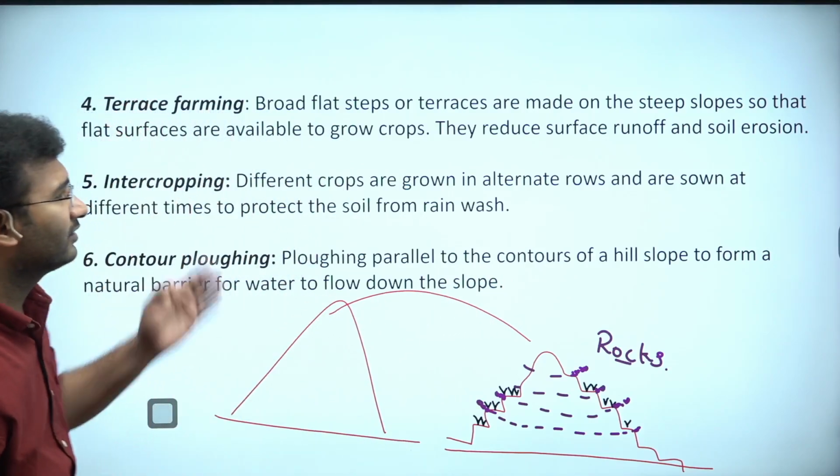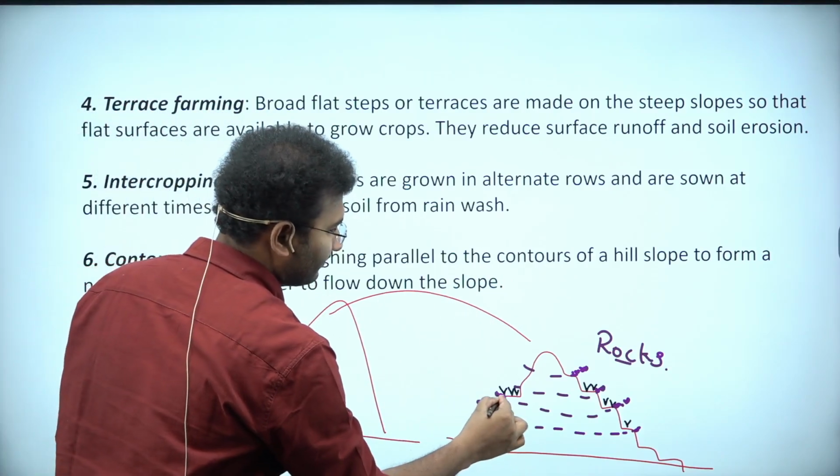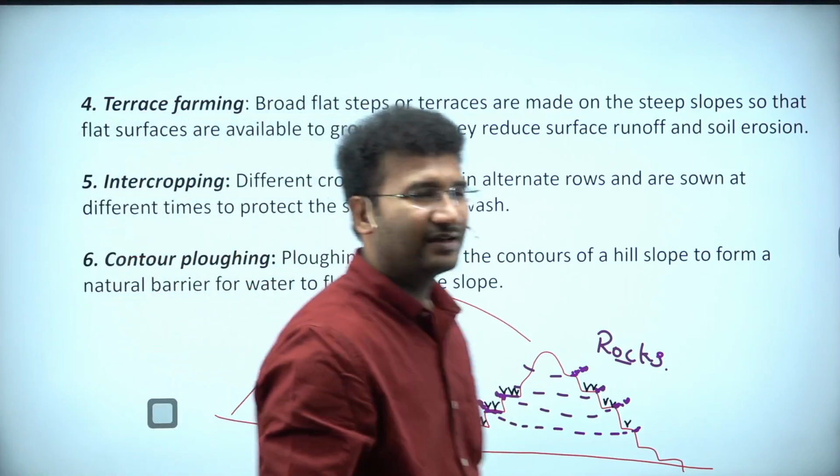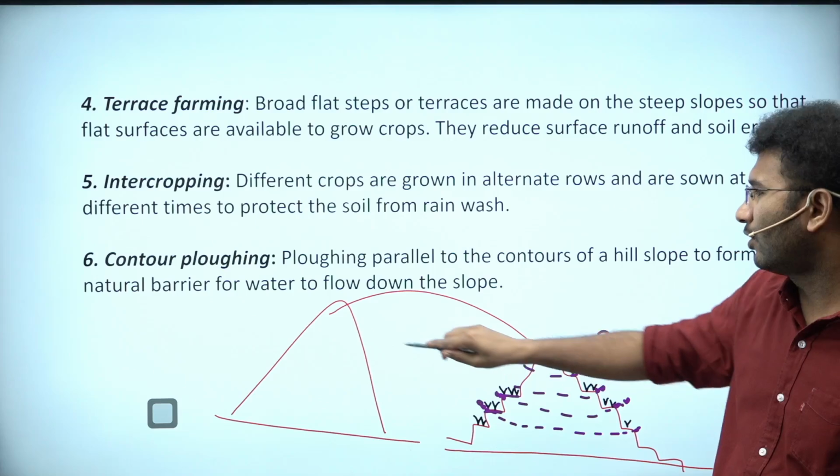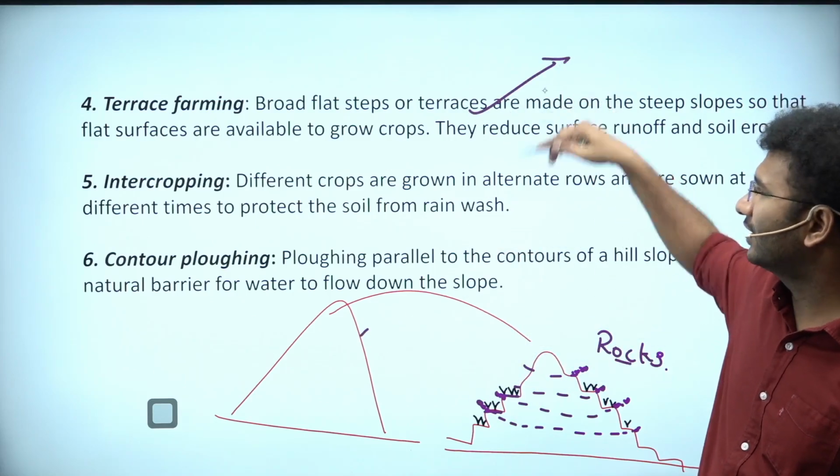What is terrace farming? You made steps. This is one step, second step, right? Basically, they are used for interchanging words, right? You create a mountain into a flat surface and then do agriculture.